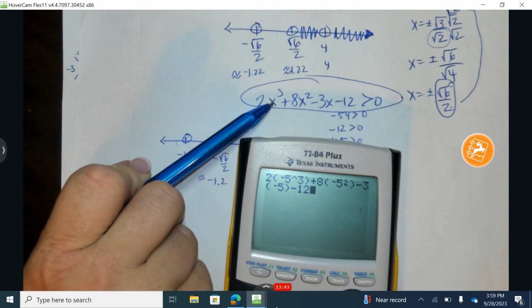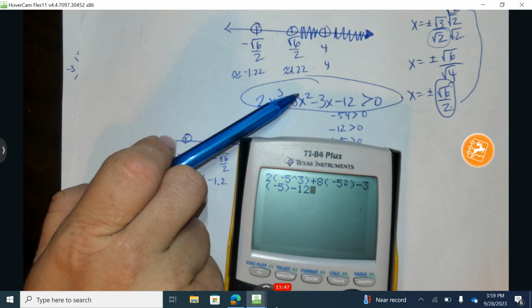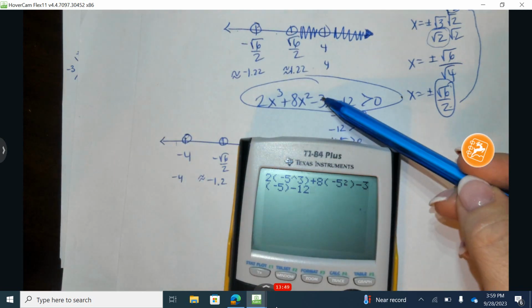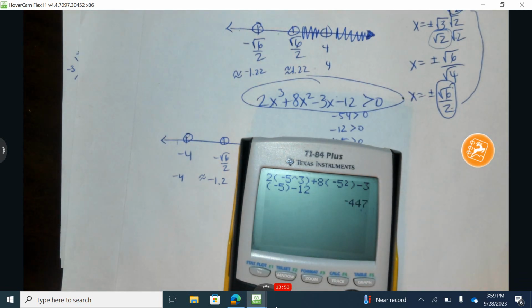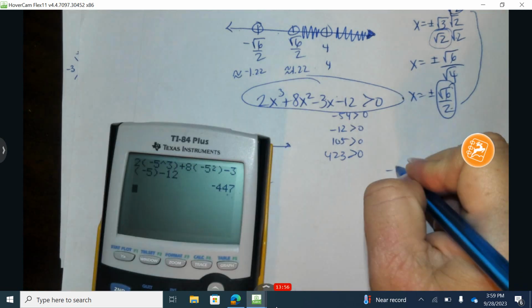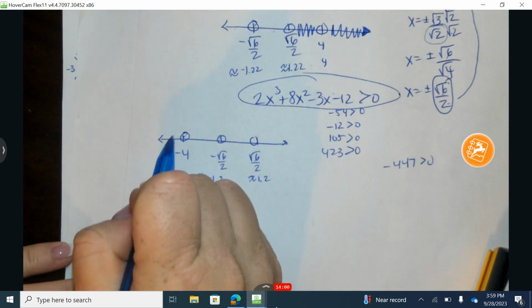Okay, so we have 2 times -5 to the third plus 8 times -5 squared minus 3 times -5 minus 12. Okay, so I plug that in. I get an answer of -447. Is -447 greater than 0? No, it's not. So I am not going to shade here.